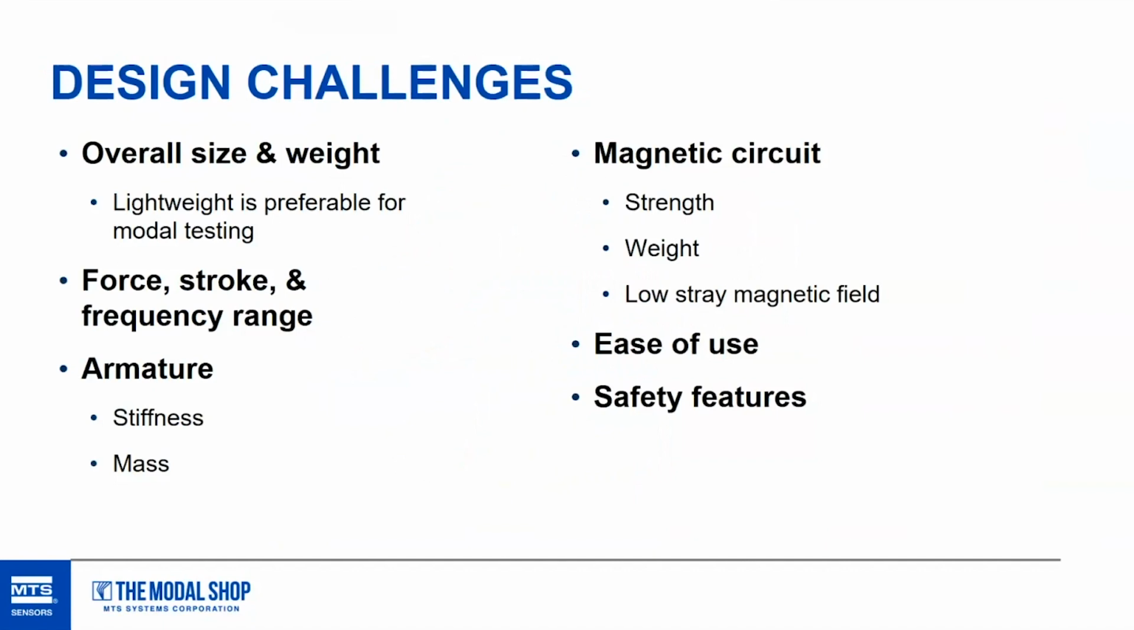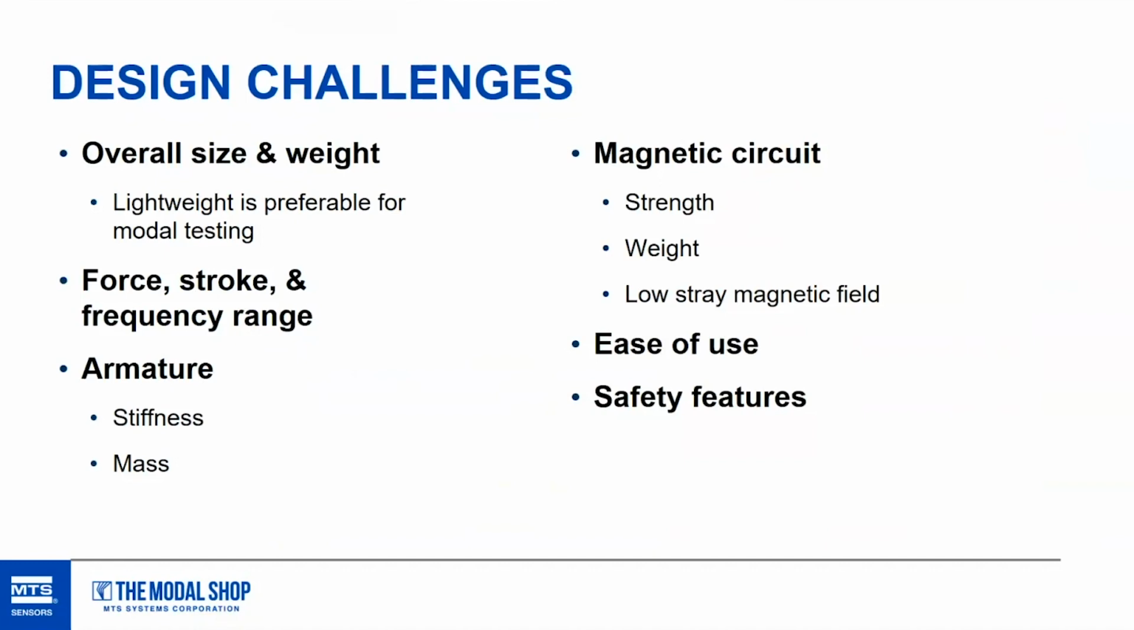The design challenges that we encounter when designing a shaker are listed in the following slide. One of them is the overall size and weight. Of course, you want to optimize and maximize force. You can do that by using a bigger magnet, making a bigger shaker. So you're trying to optimize force while still keeping the shaker at a reasonable size.